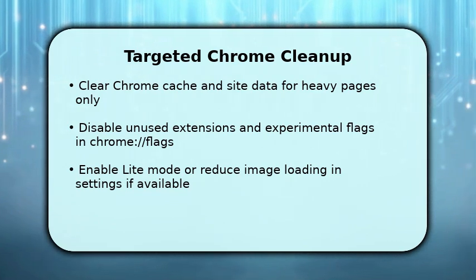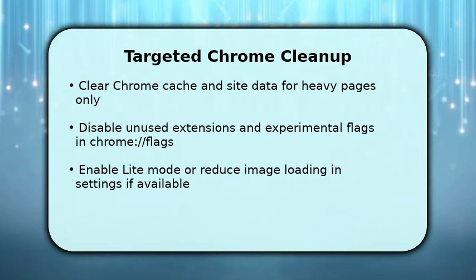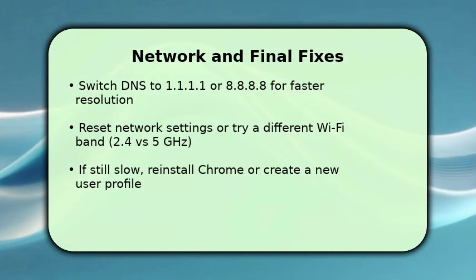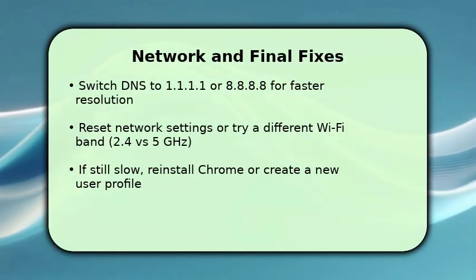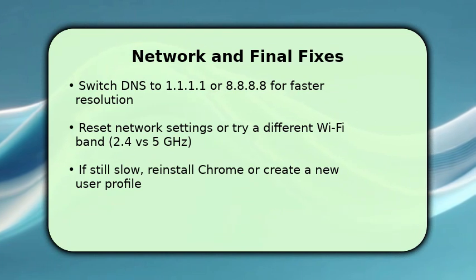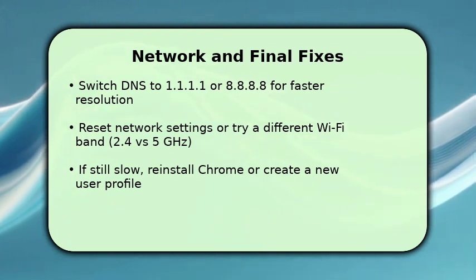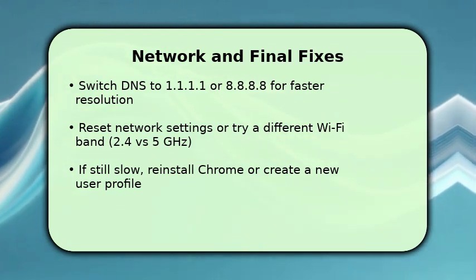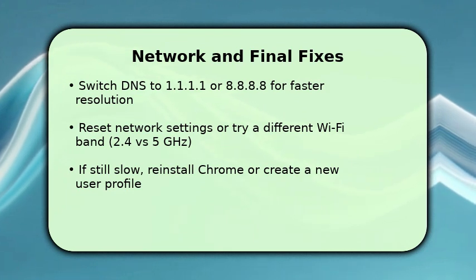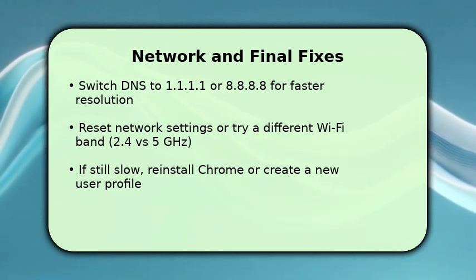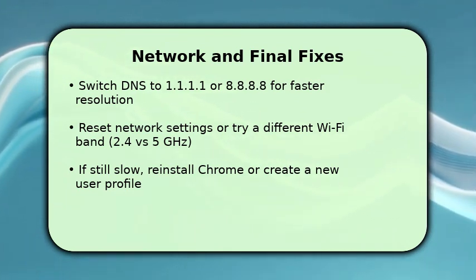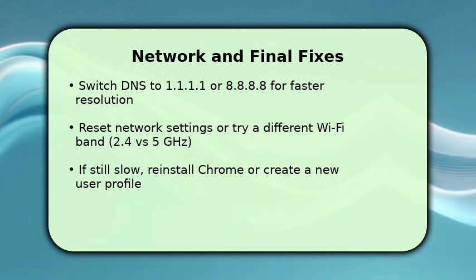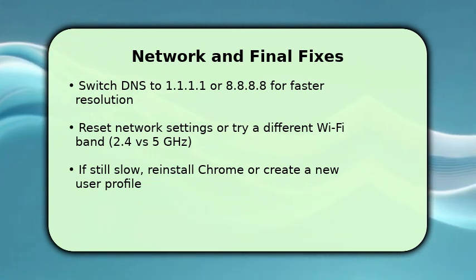Make sure to measure a test page load after each change so you know which adjustment delivered the gain. Finish by optimizing the network. Change DNS to 1.1.1.1 or 8.8.8.8 to speed up domain lookups and switch Wi-Fi bands. 5 GHz is faster, but 4 GHz can be more stable at range. If problems persist, reset network settings to clear misconfigured proxies and try a fresh Chrome install or a new user profile to remove lurking configuration issues.